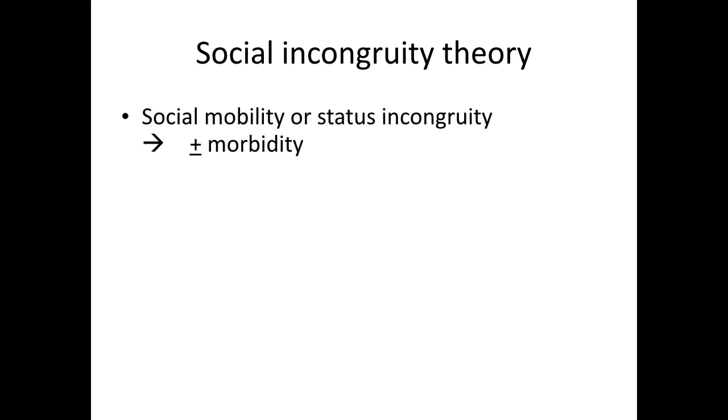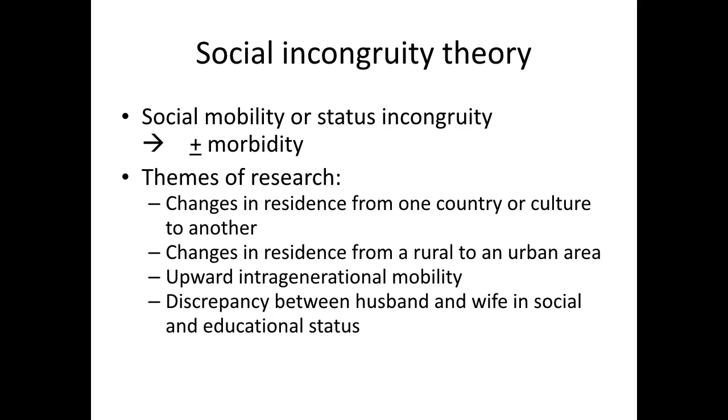Next, in social incongruity theory, we have social mobility or status incongruity. This is associated with the increase and the reduction of mobility. These are themes of research associated with this theory: changes in residence from one country or culture to another, changes in residence from a rural to an urban area, upward intra-generational mobility, as well as discrepancy between husband and wife in social and educational status.